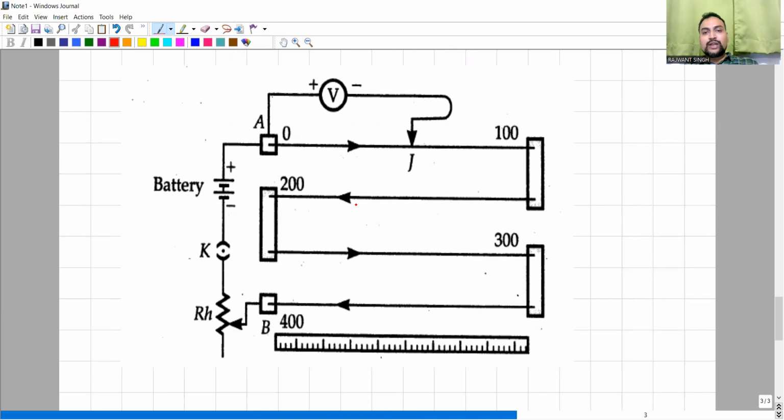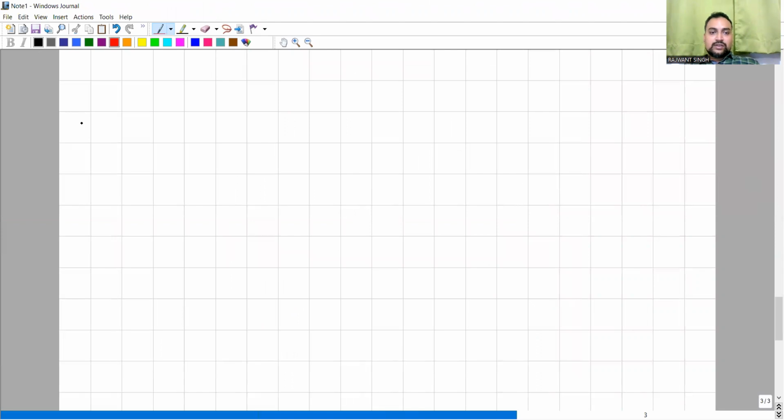You only have to visualize a part of this diagram. This diagram is a bit complex only because they have used the length of the wire as 100 centimeter, then again 100 centimeter, then again 100 centimeter, and so on. They have done it up to 400 centimeter. You don't need to draw this big diagram. You can actually do this whole thing without it. And how? First, you have to draw one meter bridge.